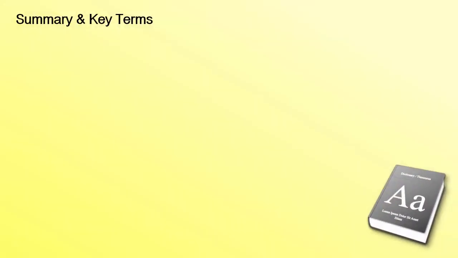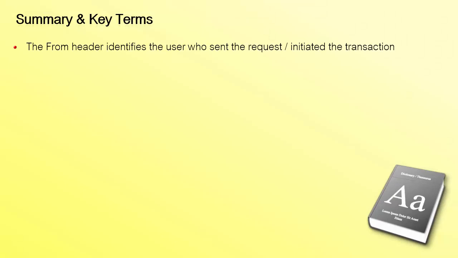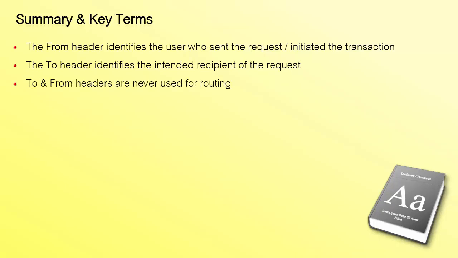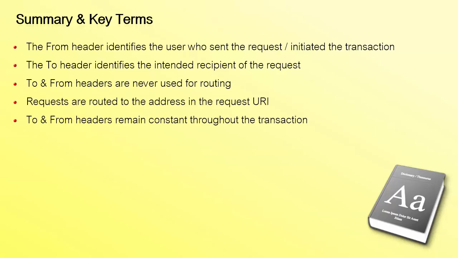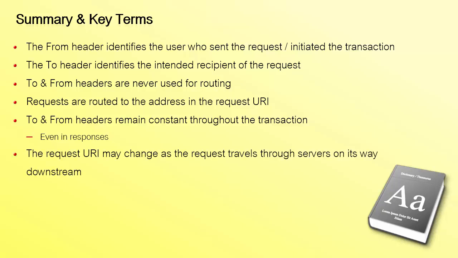Okay, identity headers then. The From header identifies the user who sent the request, initiated the transaction, and the To header identifies the intended recipient of the request. To and From headers are never used for routing. Requests are routed to the address in the request URI. To and From headers remain constant throughout the whole transaction, even in responses. They don't get swapped over like some of us might have thought. The request URI, on the other hand, may well change as the request travels through servers on its way downstream.